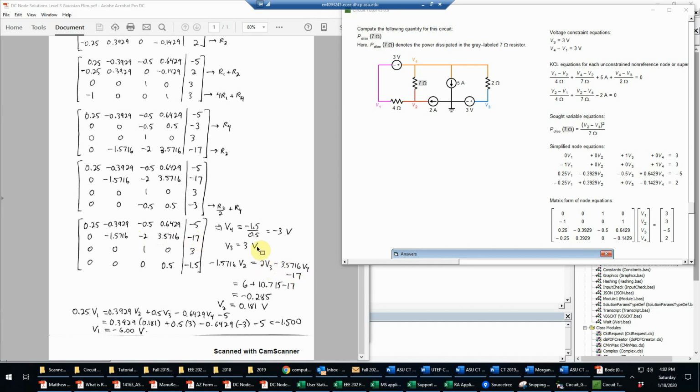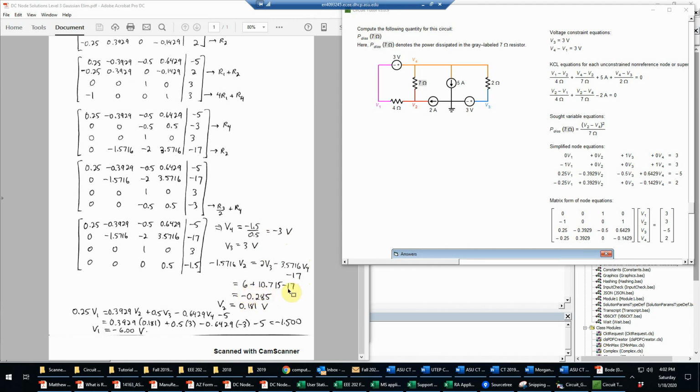And then we simply substitute in those known values for V3, which is 3. So the 2 times 3 gives us 6. And then the minus 3.5716 V4, we put in V4 is negative 3. So that cancels this minus sign, gives us plus 10.715. And then we still subtract 17. And now we just add that up on a calculator. And we get a negative 0.285.